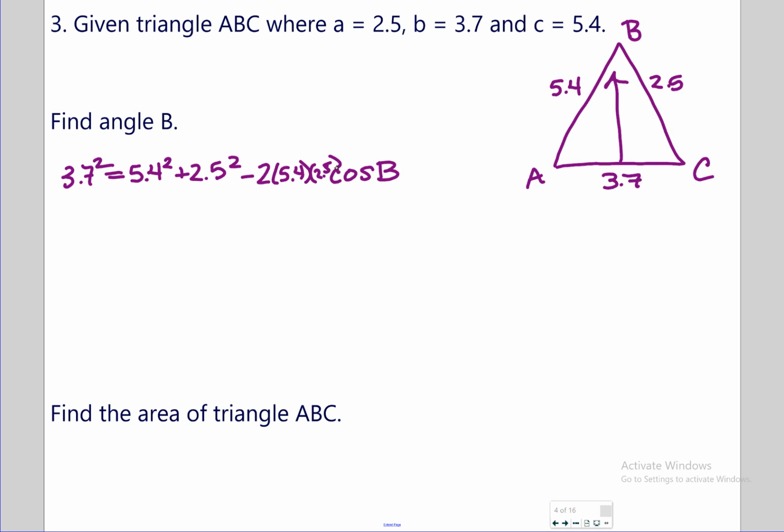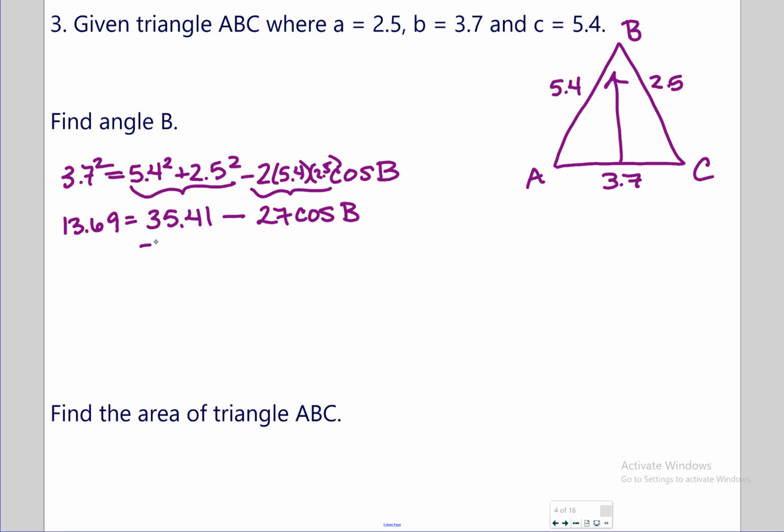So calculator work. 3.7 squared gives me 13.69. Then you can put the 5.4 and the 2.5 together there and square them. 5.4 squared plus 2.5 squared is 35.41. And then I can also multiply those terms together. 2 times 5.4 times 2.5 gives me 27 cosine b. So just a little simplifying on that first step. And then remember, we don't want to subtract those terms on the right because they're not like terms. So you want to start moving things over to the left side.